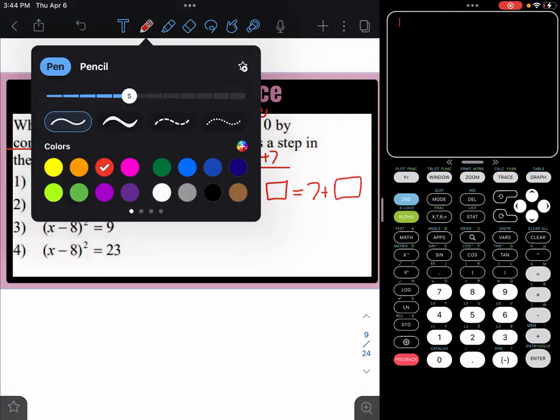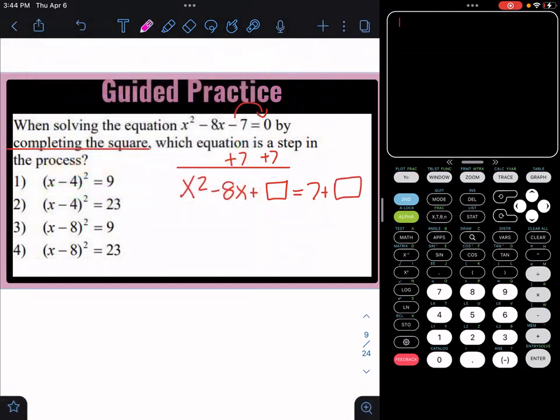Now the number that goes inside the square, you do b squared, b divided by 2 squared, so -8 divided by 2 is -4, and -4 squared is 16. Alright, so now 7 plus 16 is 23, which means I can get rid of both of these that are in 23, and then inside the parentheses would be x. You take b divided by 2, which would make it -4. So it is choice number 2.